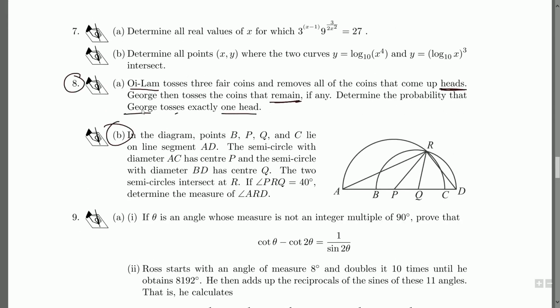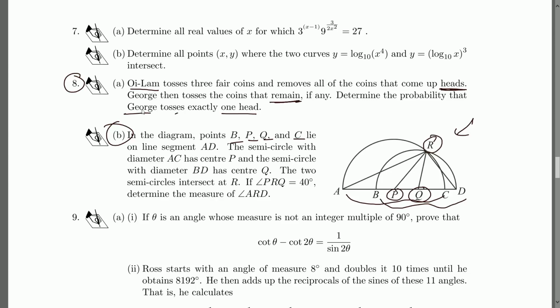Anyway, okay, in the diagram, points B, P, Q, and C lie on the line segment AD. This looks like a very confusing little picture here. The semicircle with diameter AC has center P, and the semicircle with diameter BD has center Q. The two semicircles intersect at R. It looks like we've also got a nice little triangle going on here.